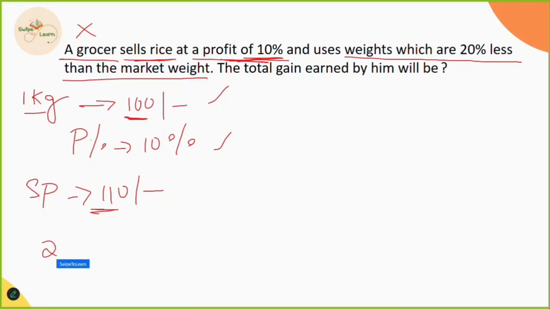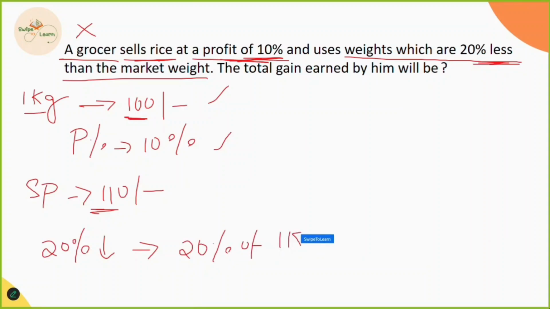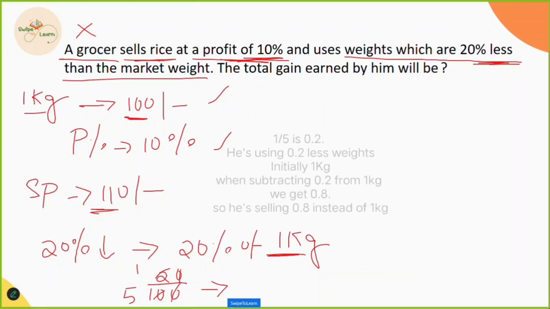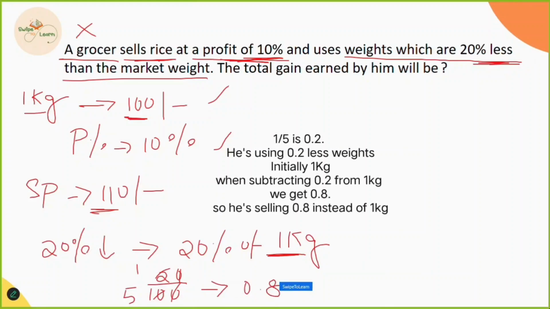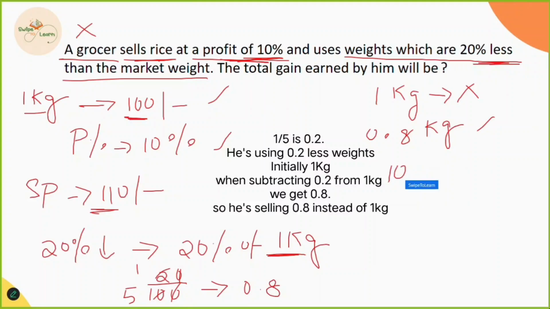He is using 20% less weight, which means that he is giving only 20% less than 1 kg, not the entire 1 kg. 20% of 1 kg means 20 divided by 100, which is 2 ones, 2 fives, so 1 divided by 5, which is 0.2, and 1 minus 0.2 is 0.8. So instead of 1 kg, he is giving only 0.8 kg, and instead of 100 rupees, he is selling it at 110 rupees.